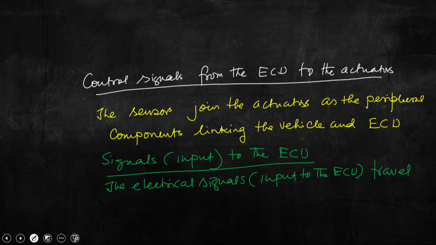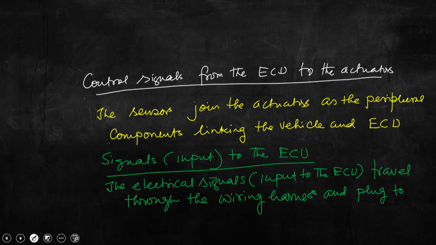Electrical signals, which are the input signals to the ECU, all travel through the wiring harness and then plug to reach the control unit, that is the ECU. Okay. So, this is fine.